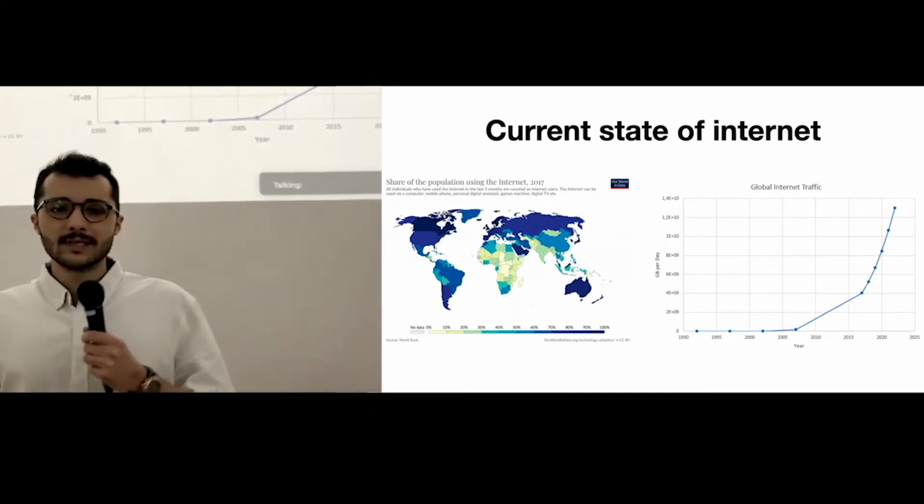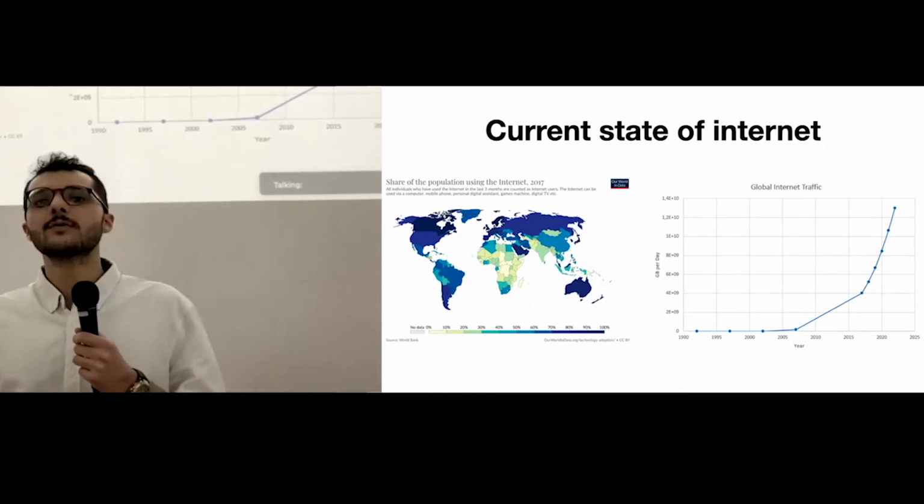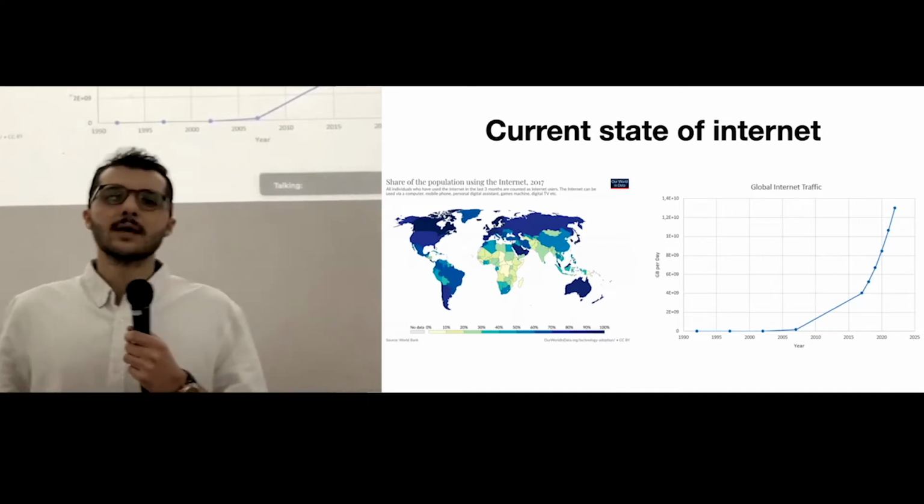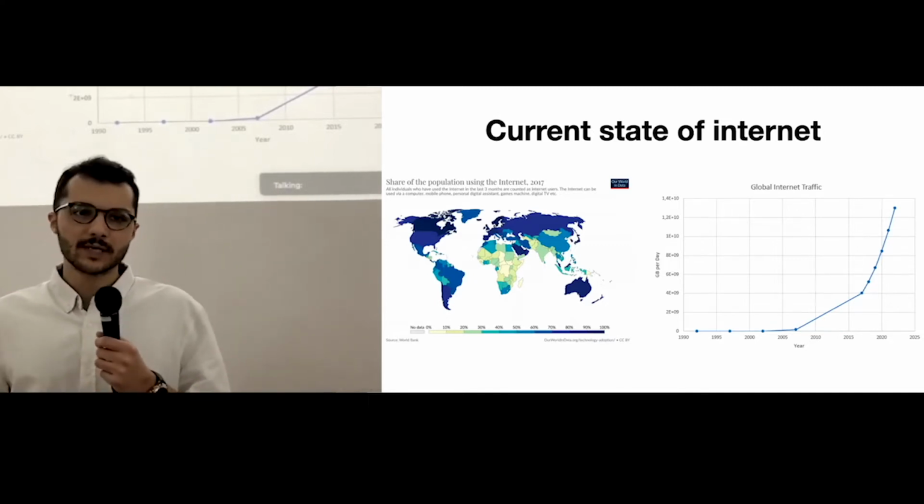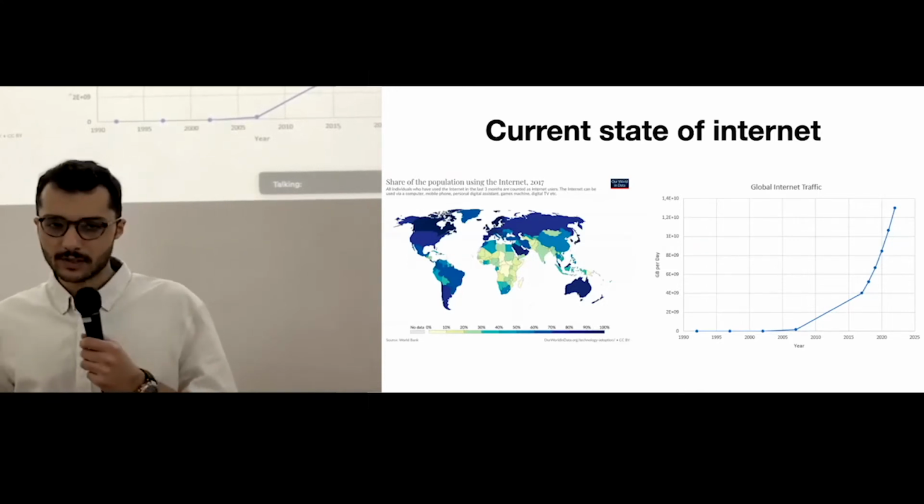However, with the exponential increase of traffic and also with the change in format of what is being sent on the internet. So when we used to do text and images, now we're sending high definition content, 4K. So it's increasing in size and volume, and the format is also putting a strain on it.